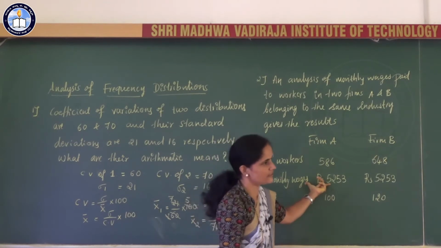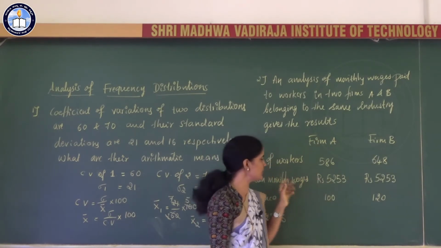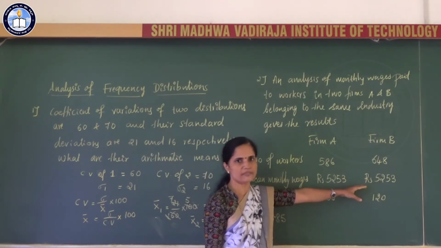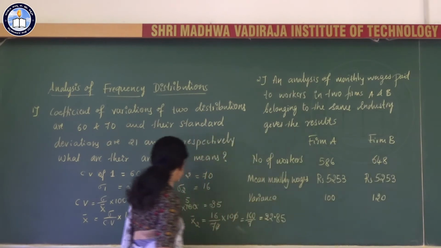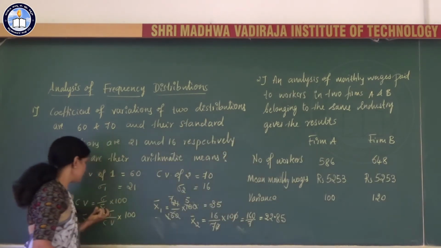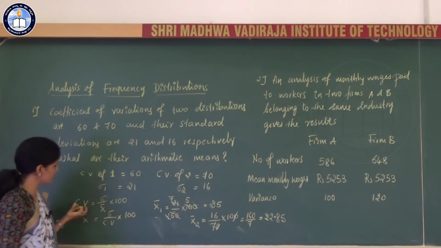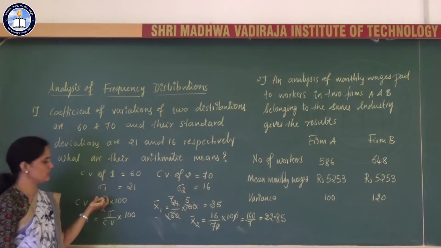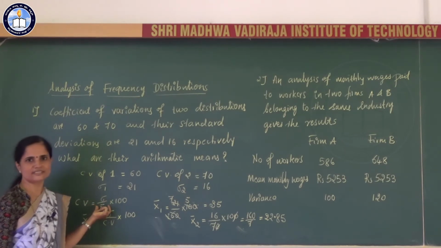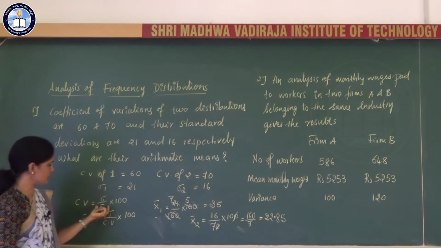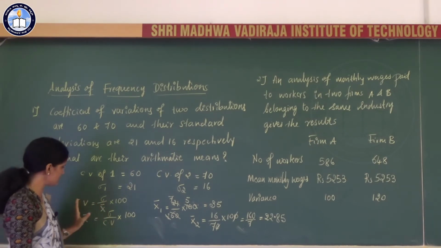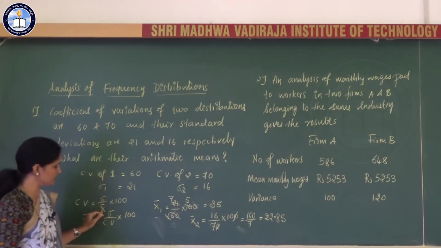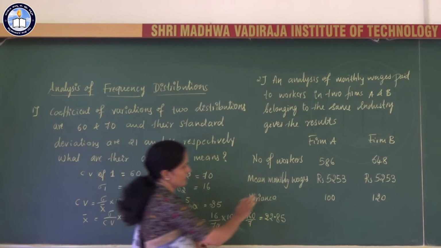Here the x bar, that is the mean of the given data, is equal. Therefore if the mean is the same, you see the formula: if the mean is same, then the coefficient of variation purely depends on the standard deviation. Therefore, there is no need of calculation, is it not? Coefficient of variation is directly proportional to the standard deviation, because the mean is same for the two firms A and B.